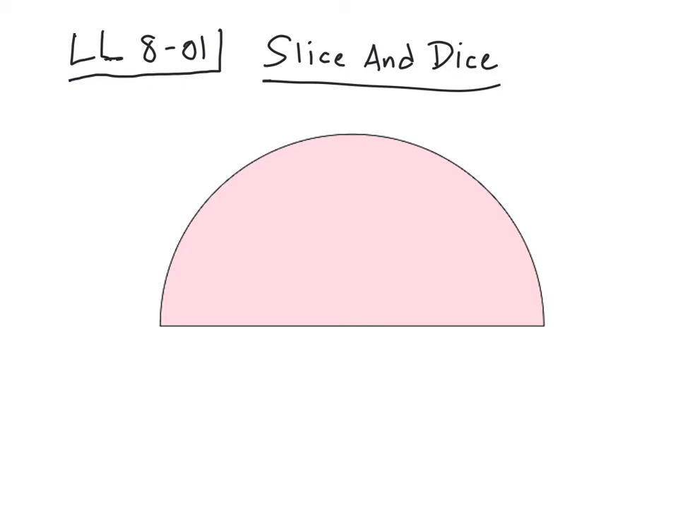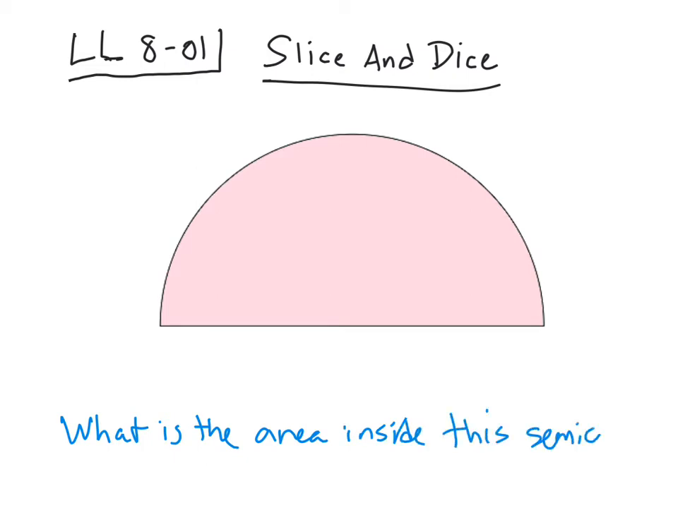And in this video, we're going to solve the problem of what is the area inside this semicircle, which has radius, I didn't put this in the picture, but it has radius r units. R, of course, for radius.